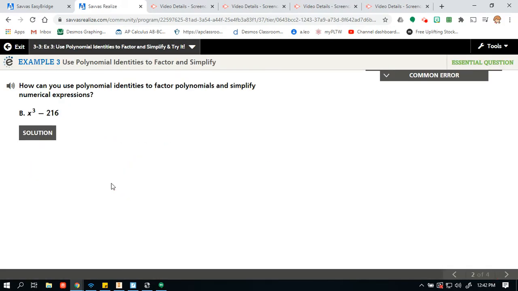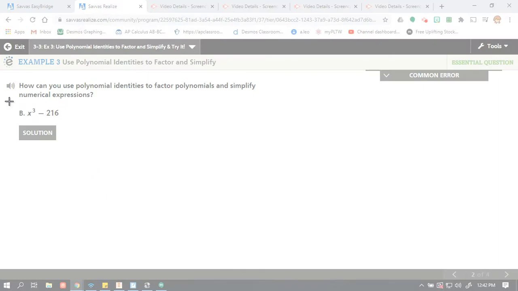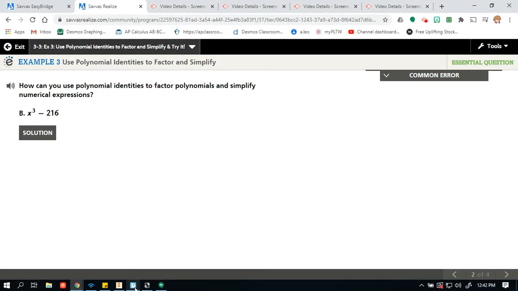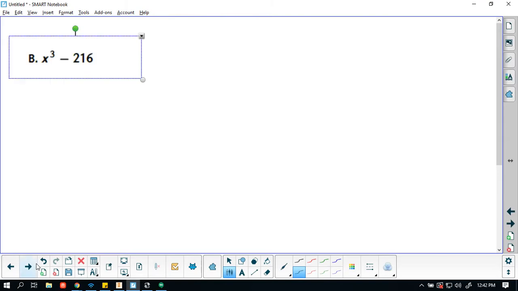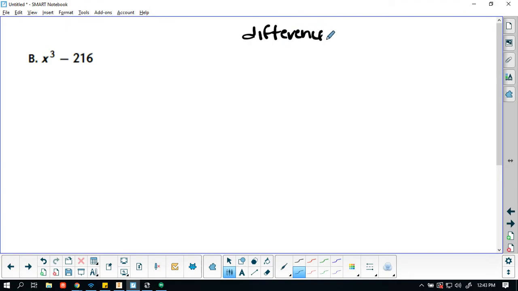How can you use polynomial identities to factor the polynomials and simplify the numeric expressions? So we're going to look at x cubed minus 216. The cubed is going to be really hard to divide by 2. So I have the difference of, and in this case, 3 divided by 2 will not give me an integer. 3 divided by 3 would, so it's a difference of cubes.